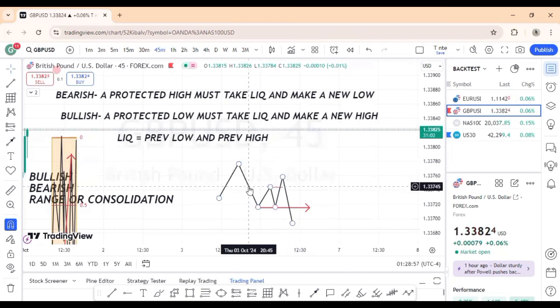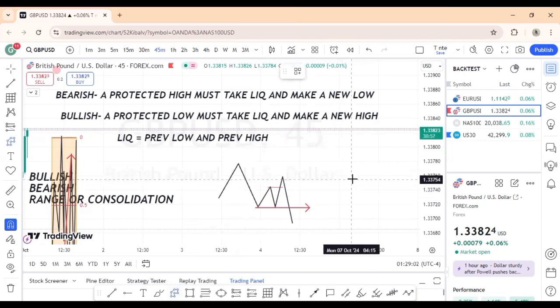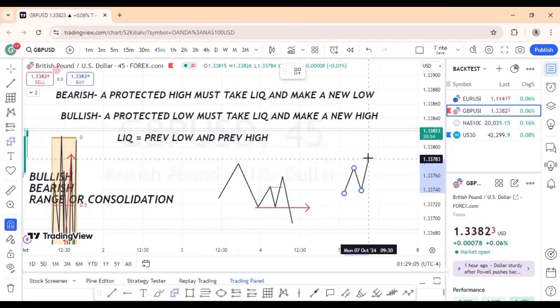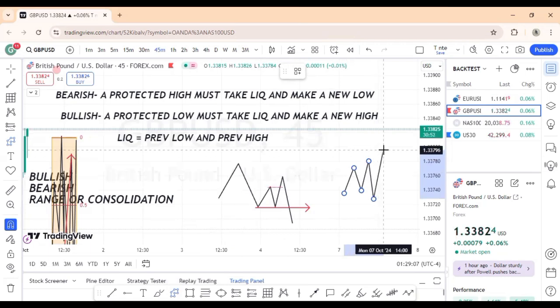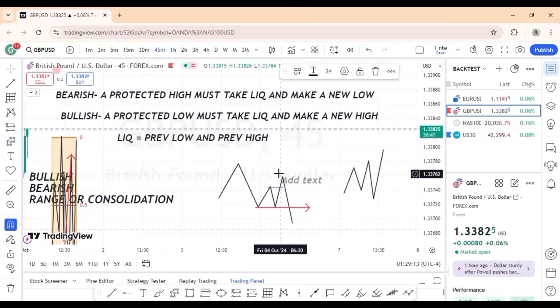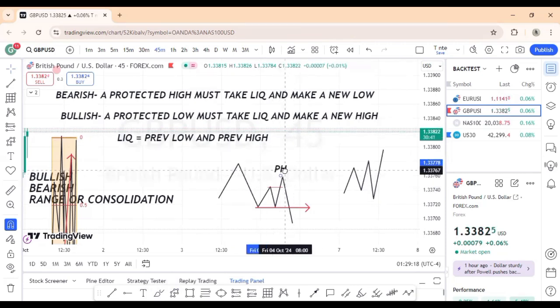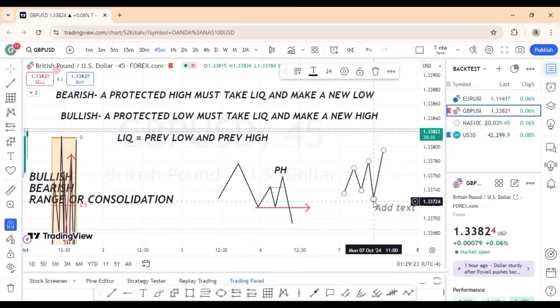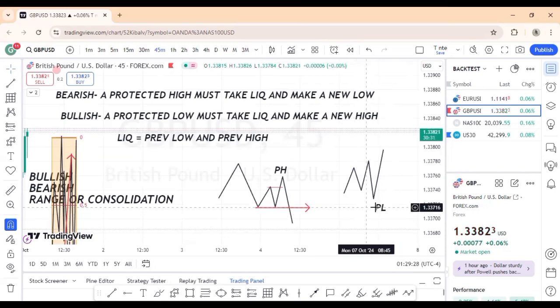Now, for a low to be protected, for the bullish example, we have to sit back and do what? Take out a previous low and then make a new high. This is what makes it a protected low. So at this point here, we have what we call your range high, or let's say your P high, protected high. And then for this, we have our P low. I said P low. So your protected low is this one, because it took our liquidity and then it made a new high.